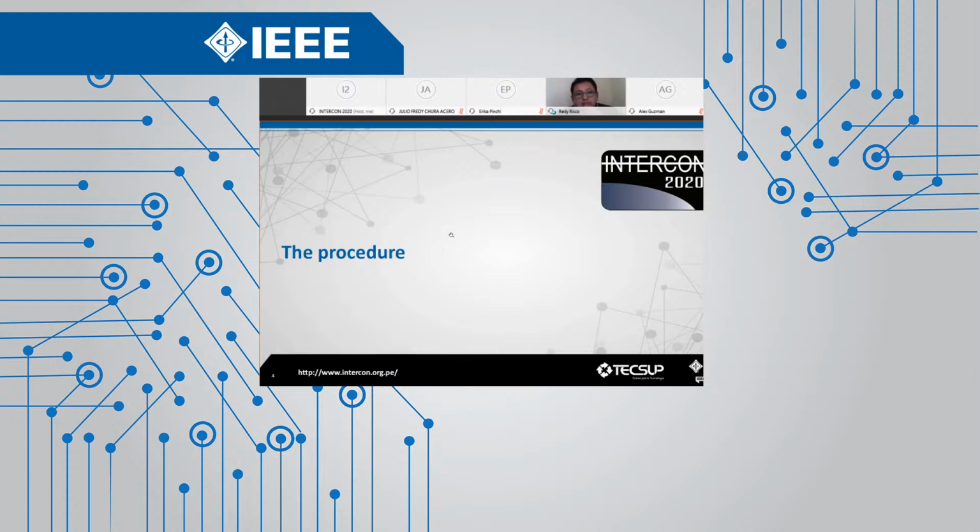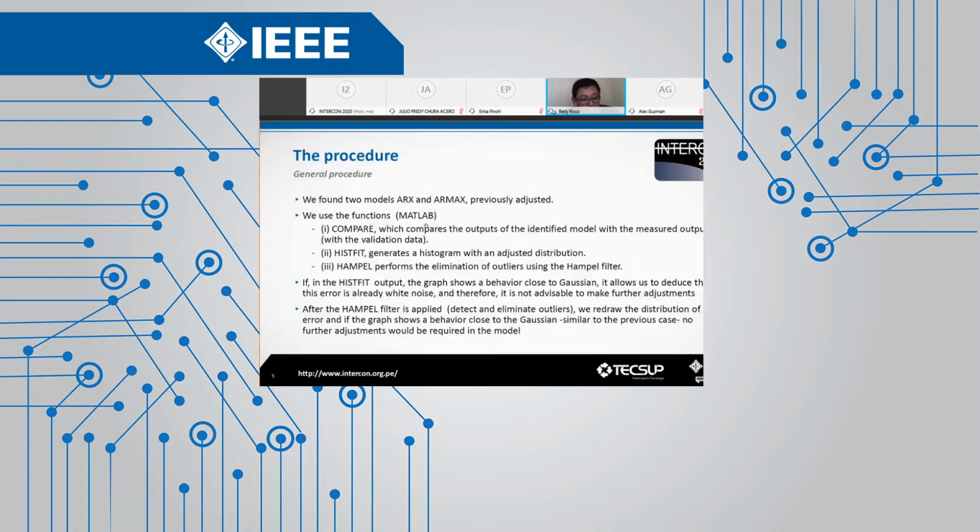The procedure we are using: we found two models, ARX and ARMAX, previously adjusted. We use the MATLAB functions compare, isfit, and Hampel. Compare compares the outputs of the identified model with the measured outputs of the validation data. The fit generates a histogram with the adjusted distribution, and Hampel performs the elimination of outliers using the Hampel filter.